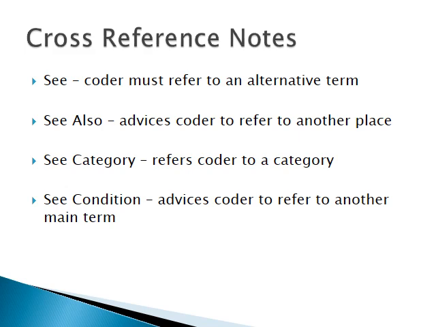There are 4 cross-reference instructional notes. These are See, See Also, See Category, and See Condition. The instructional note See directs the coder to refer to an alternative term. See Also advises the coder to refer to another place. See Category refers the coder to a different category. And See Condition directs the coder to a different main term.